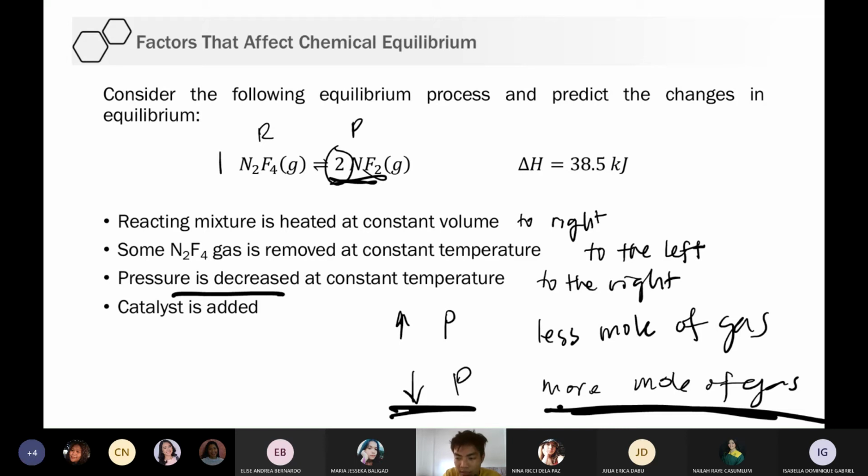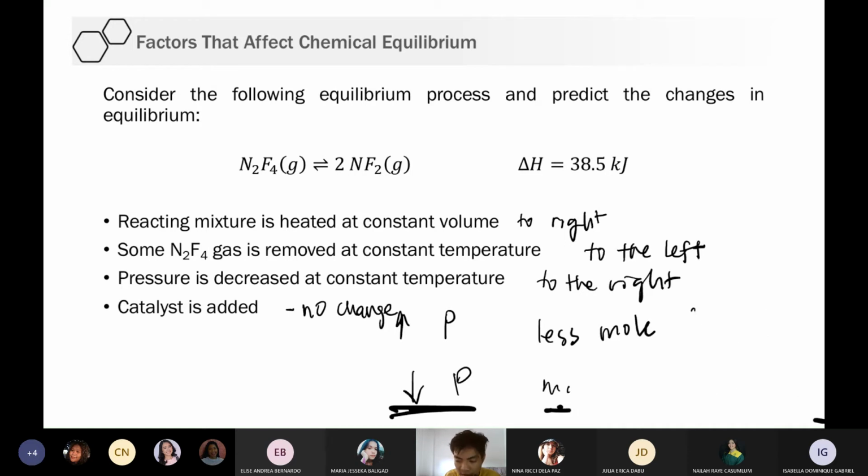Last one, catalyst is added. Ang sagot ay no change. Okay, so there will be no changes when a catalyst is added. Again, catalyst changes the rate of reaction, pero it doesn't change the equilibrium. Yung rate lang yung binabago niya, pero yung equilibrium, hindi. Okay?